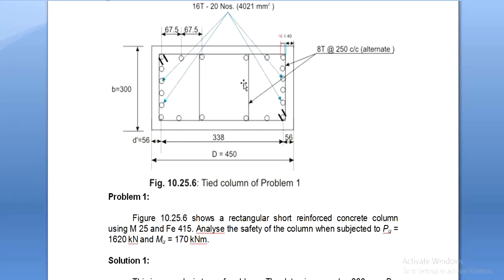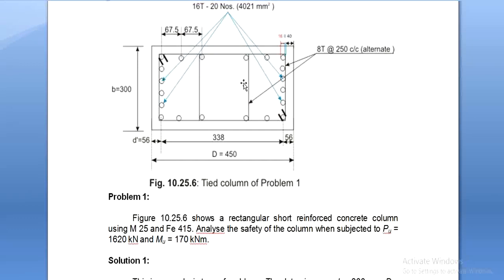Just what we need to do is consider Mu as an unknown, and with all that data, find out whether the section is sufficient to carry the given Mu. If the maximum moment that can be carried by that particular section is more than the given value, then we can say that the section is safe. So this is the analysis type of problem.